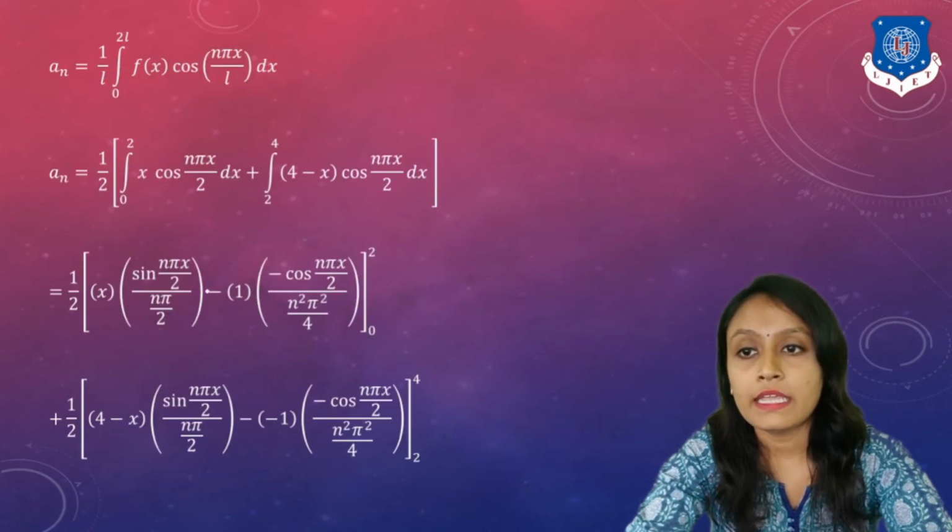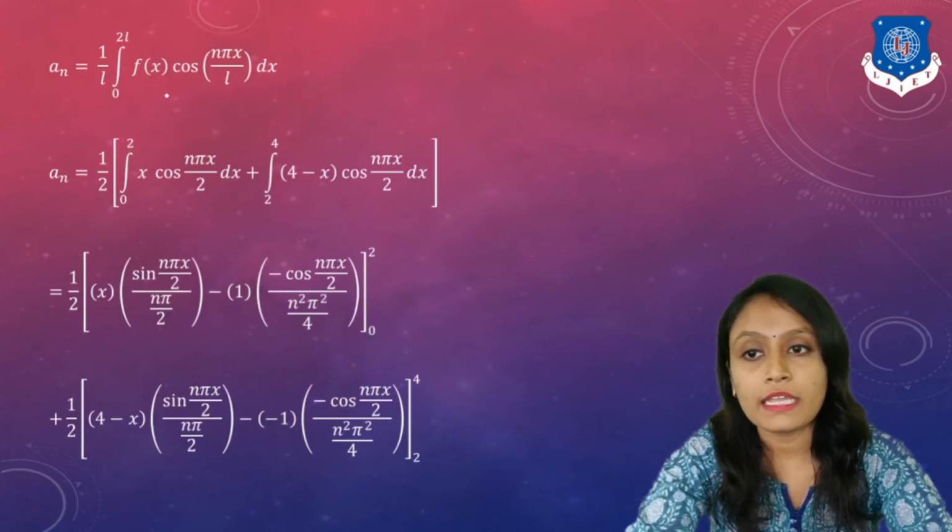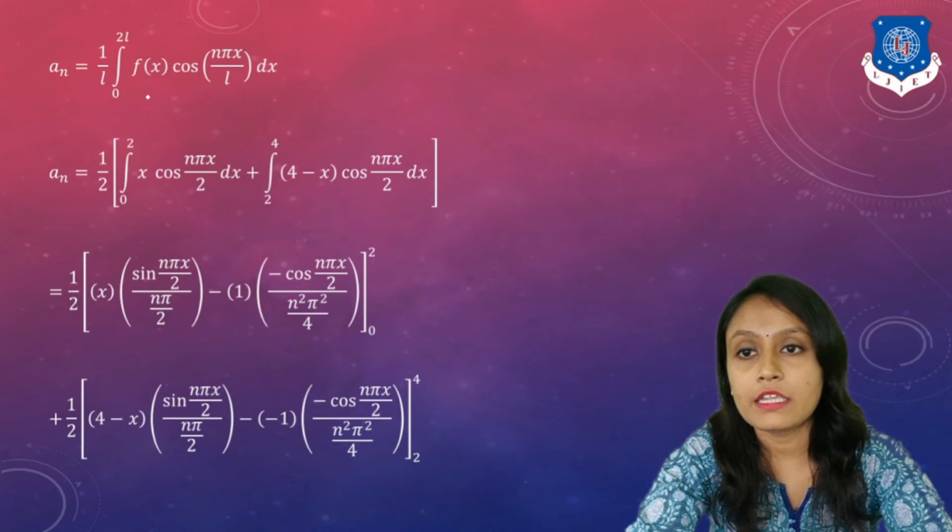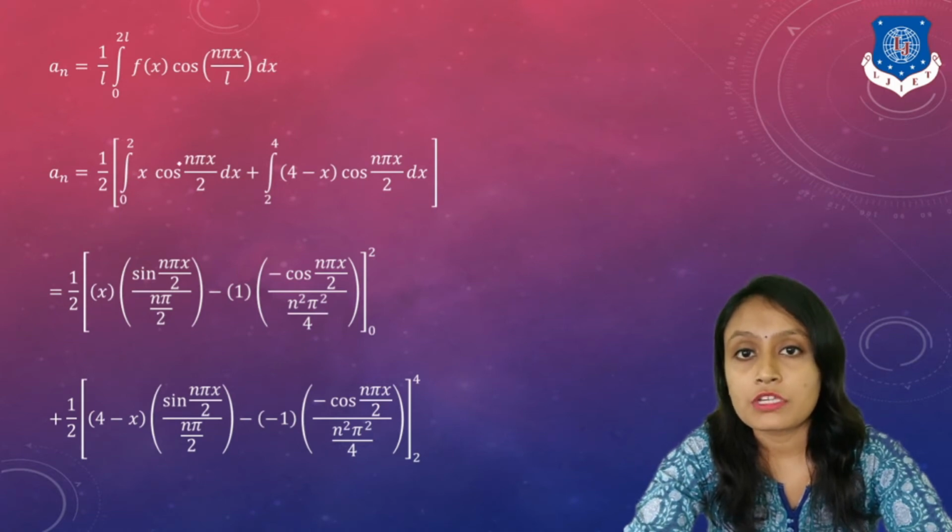Now let's find an. Okay, so the formula to find an is what? 1 upon L, integral 0 to 2L of f(x) cos n pi x upon L dx, right? Firstly, the question is given in two intervals, right? So firstly we will write that interval. So in the interval 0 to 2 and the interval 2 to 4.